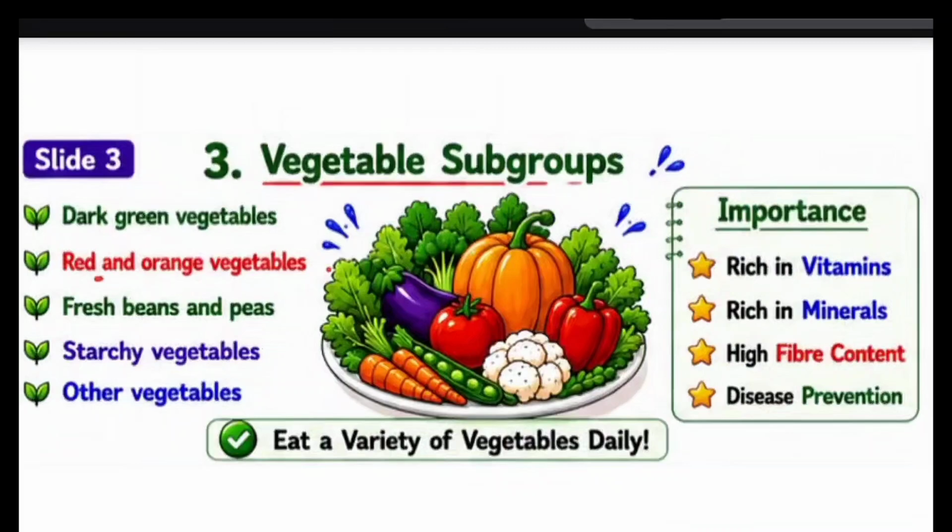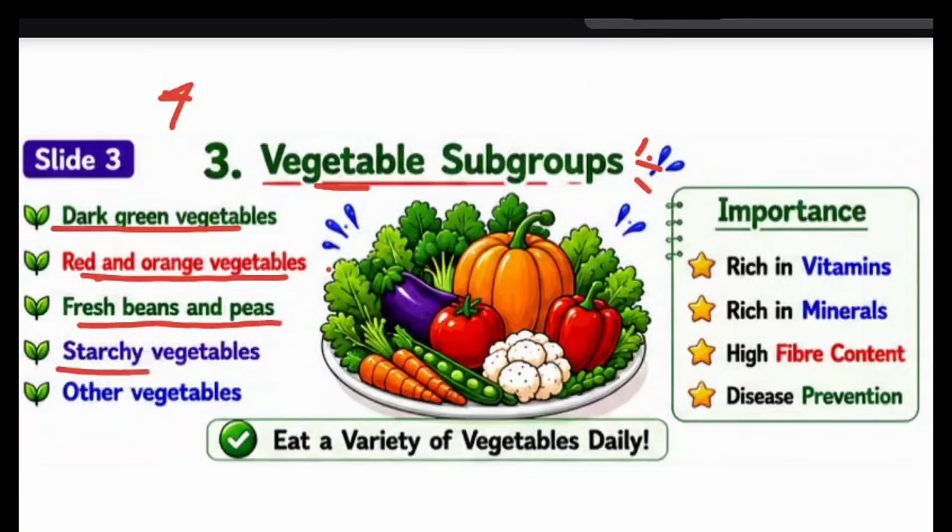Now, let us understand why vegetables are given such importance. Many students think all vegetables are the same, but nutrition experts classify them into different groups. These include dark green vegetables, red and orange vegetables, fresh beans and peas, starchy vegetables, and other vegetables. Each group provides different nutrients. For example, dark green vegetables are rich in iron and folic acid, while orange vegetables are rich in vitamin A. This is why MyPlate encourages us to eat a variety of vegetables rather than repeating the same vegetable every day.